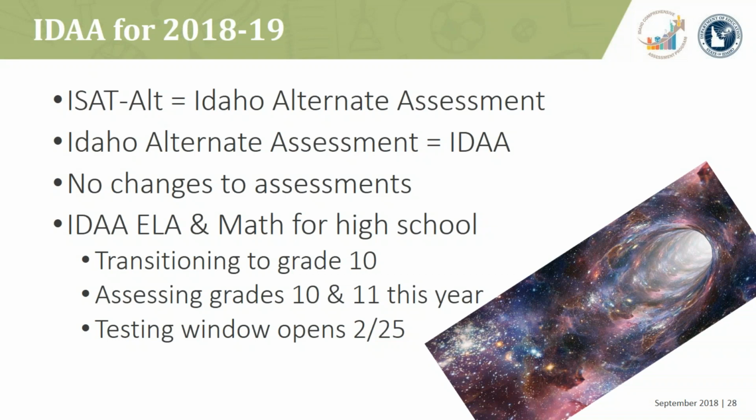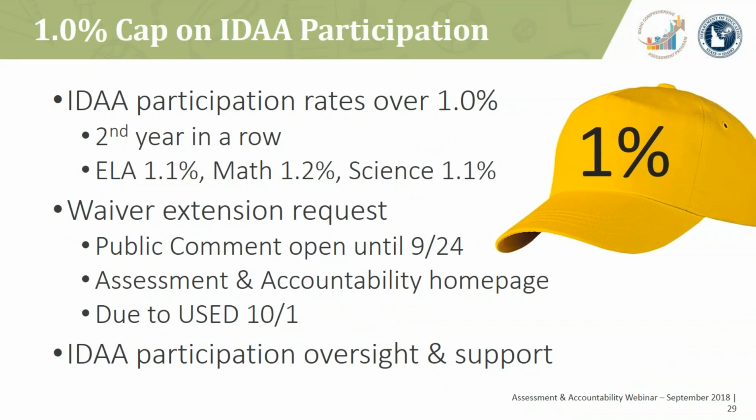So what we've done for those teachers is open that testing window earlier. On February the 25th, high school grades 10 and 11 can begin their ELA and Math alternate assessments. I'm going to be doing some separate training for special education teachers about this to help you get the word out. So just tell everybody to breathe.